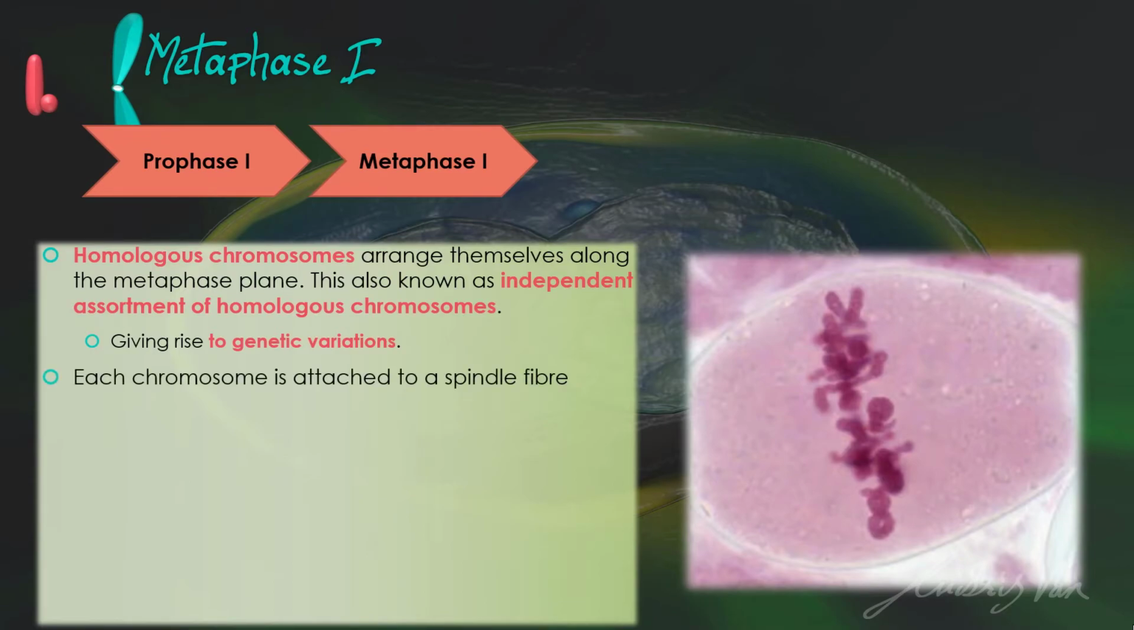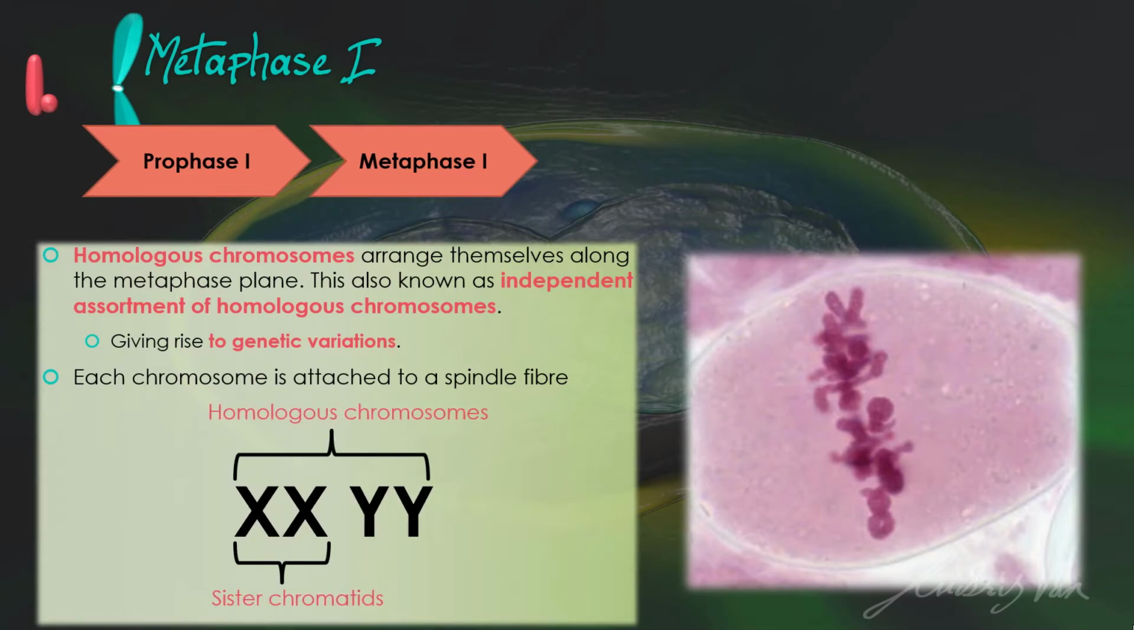Each chromosome is attached to a spindle fiber. This one all of us know. And I will use the example of sex chromosomes in the slide to illustrate the separation of chromosomes. So similar to mitosis, the DNA will also have replicated. So you will end up with 2 X chromosomes and 2 Y chromosomes. The 2 X chromosomes are the sister chromatids, while the X and the Y, these 2 are the homologous chromosomes. I am using the example of sex chromosomes because it is easier for you to see.